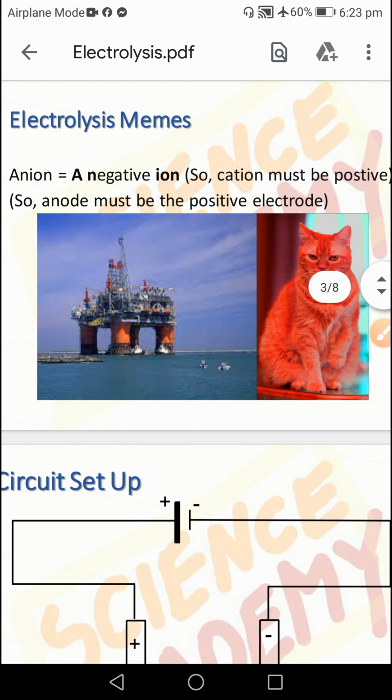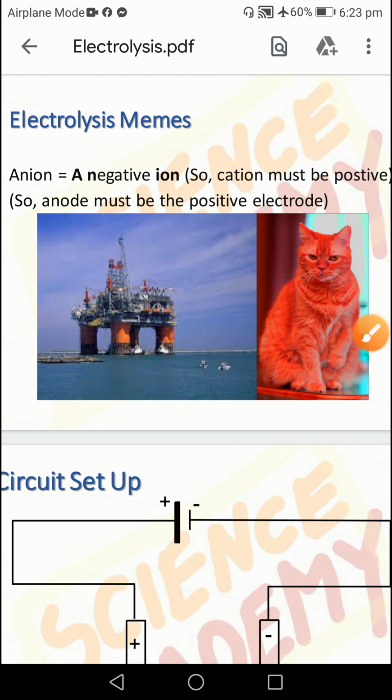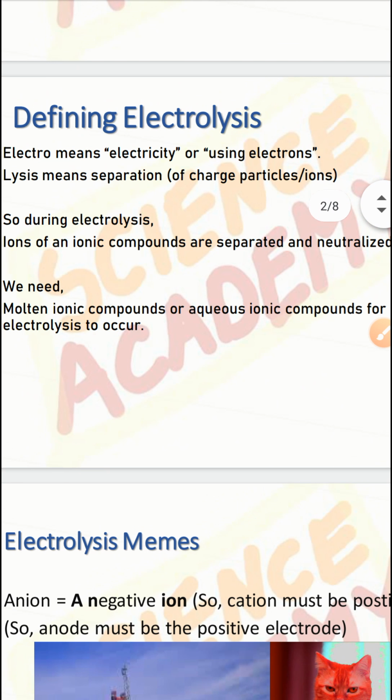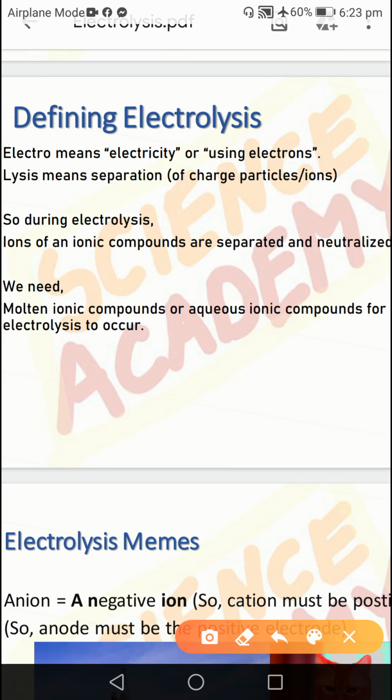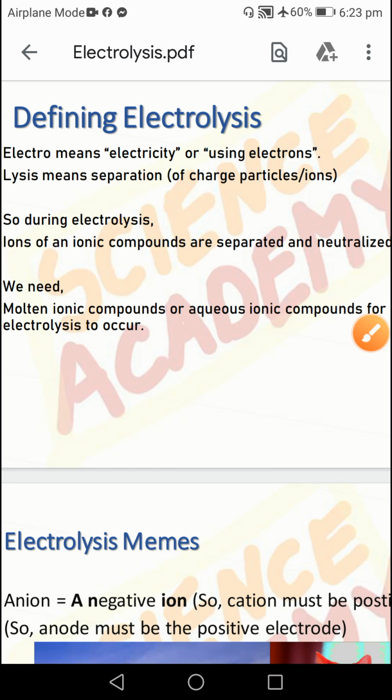Here we have two more pictures, but no description is given, so let me describe them for you. Just remember what actually happens during electrolysis: the ions of an ionic compound are separated and neutralized. These two pictures tell you how the ions are separated and in what way they are neutralized. First of all.